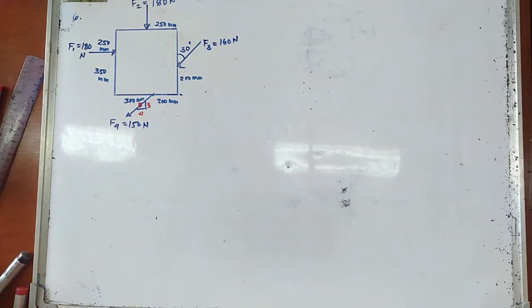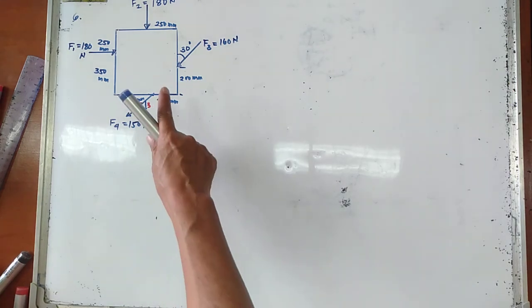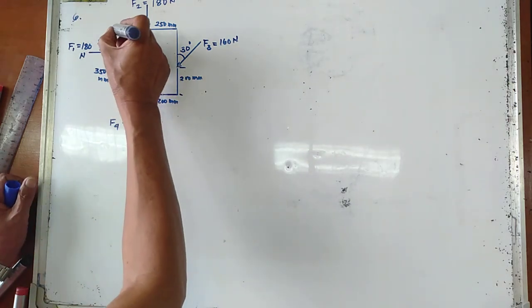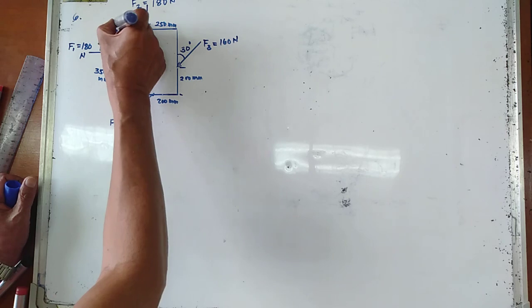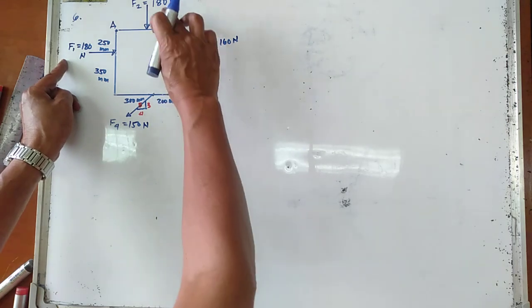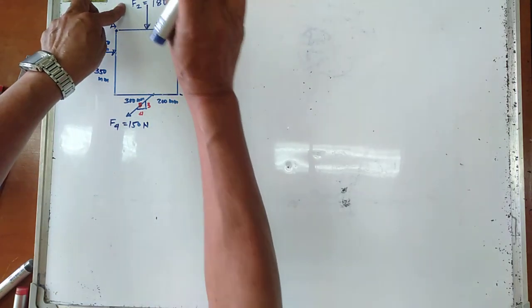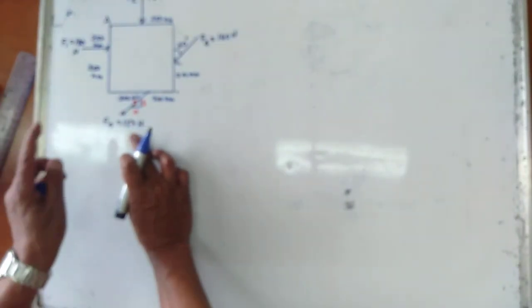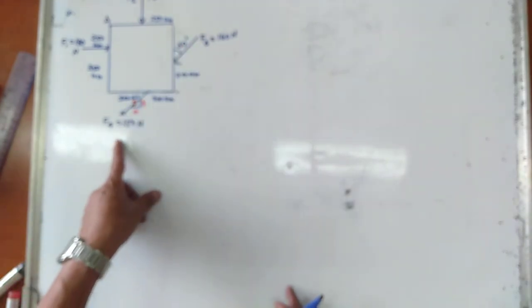Okay, next. Determine the total moment of all the forces about point A. So this is your point A. Let's consider 180 Newton here as F1, 180 Newton in here as F2, your 160 Newton as F3, and your 150 Newtons as F sub 4. So again, let us try to determine the X and Y components of F3 and F4.